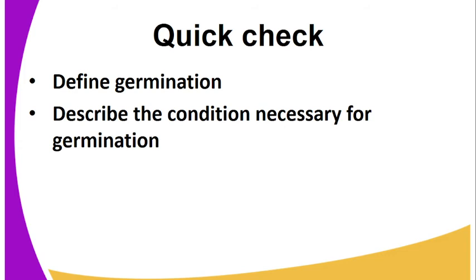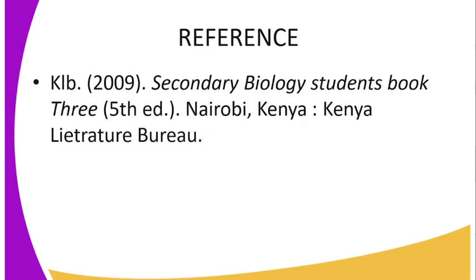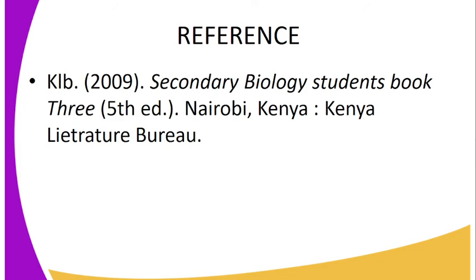And there is an assignment for you. Number 1, define germination. And number 2, describe the conditions necessary for germination. For reference, please study KLB Secondary Biology Student Book 3.